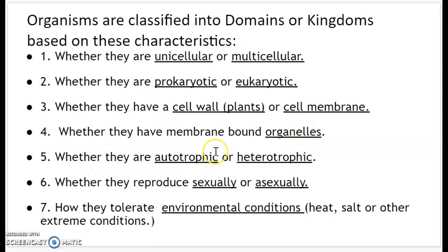Whether this organism is autotrophic or heterotrophic. Autotrophic means it produces its own food, maybe like a plant or sunflower, or heterotrophic, where they need to rely on other organisms for food. We are heterotrophic. We eat plants and animals for food. And then whether they reproduce sexually, which means there's DNA from two parents to make an organism, or asexually, which is one parent and it's kind of like a copy of the parent. And how they tolerate environmental conditions like heat, salt, or other extreme conditions.